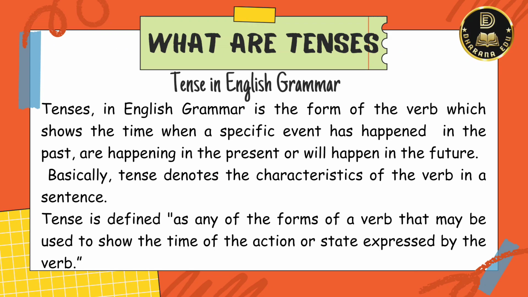What are tenses? Tenses in English grammar is the form of the verb which shows the time when a specific event has happened in the past, is happening in the present, or will happen in the future. Basically, tense denotes the characteristics of the verb in a sentence. Tense is defined as any of the forms of a verb that may be used to show the time of the action or state expressed by the verb.